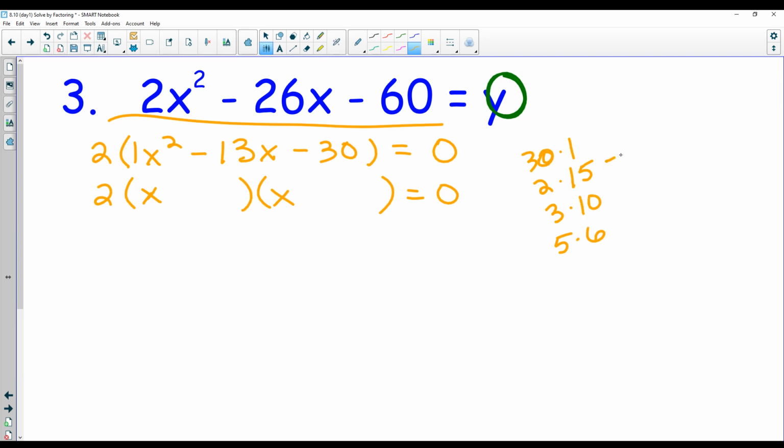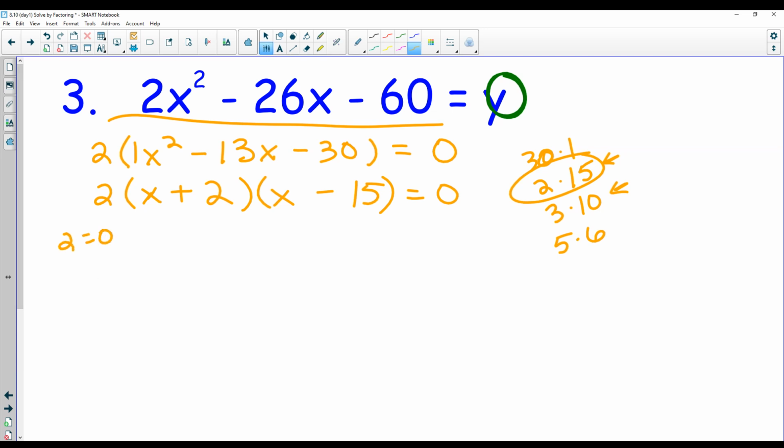So if you look here, these two both have a chance. If the 10 and 3 were both negative, I could get a negative 13. However, when I multiply, I need a negative. So only one of them can be negative. That means this is the best option. I need to have a negative 15 and a positive 2, so that adds up to a negative 13, and this multiplies to a negative 30. Now we set all our factors equal to 0.